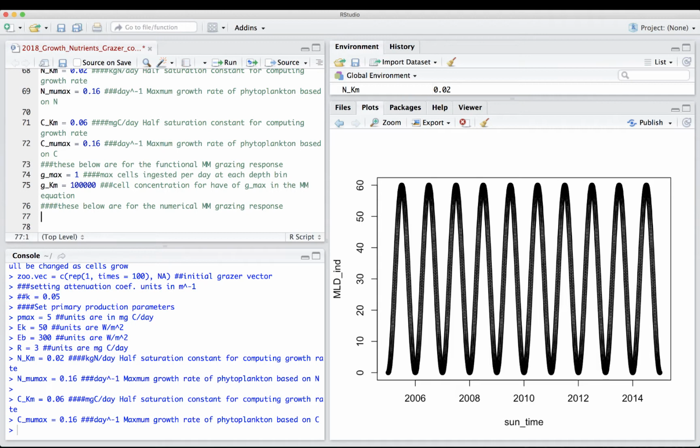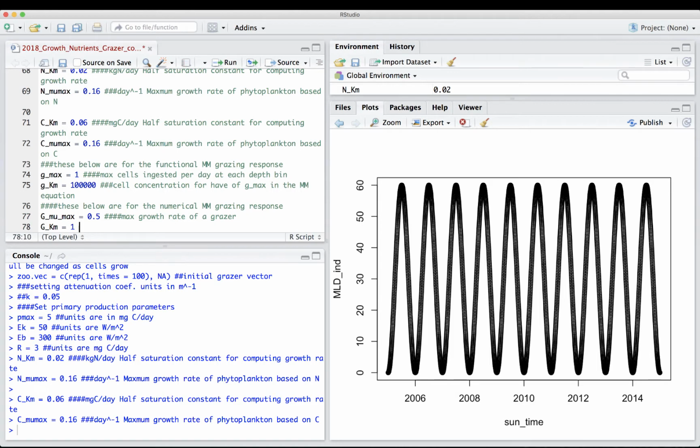Okay, so we need to have G mu max = 0.5. So this is the max growth rate of a Grazer. Right. And then we need to have capital GKM. See, these are now here for feeding. These are down here for the growth response. Got to keep these straight.